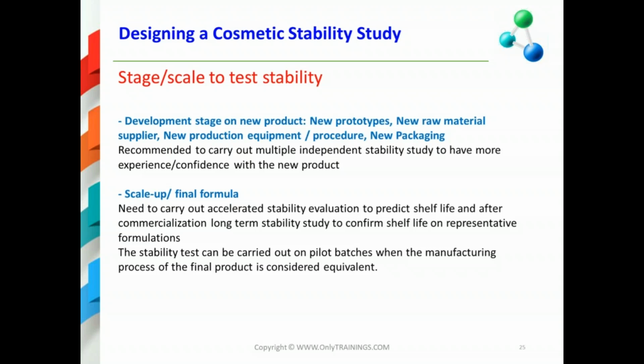Then other stability tests should be carried out on scale-up batches and on the final formula in order to confirm the shelf life of the products. Okay. In my lab, for instance, before we give the shelf life of the product, we perform a stability test on at least 3 batches of production. The stability test can be carried out on pilot batches when the manufacturing process of the final product is considered equivalent. So this can allow you to save some time in the development of your formulation.